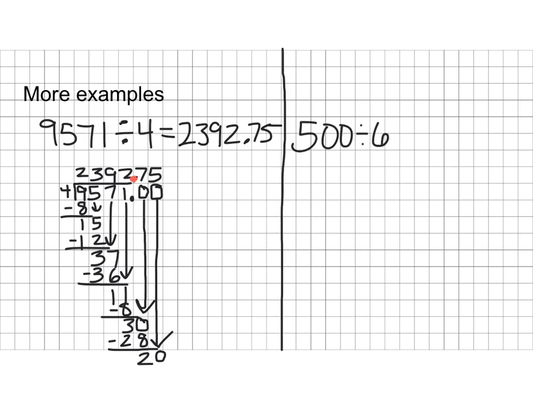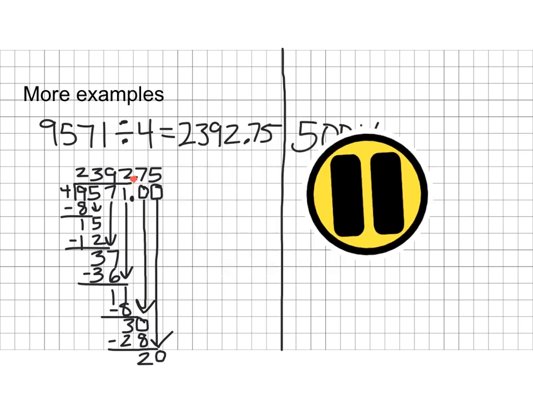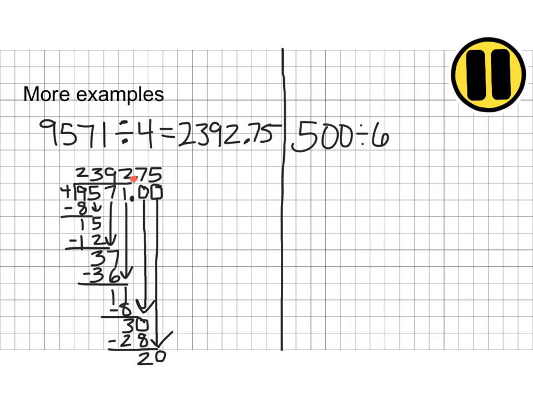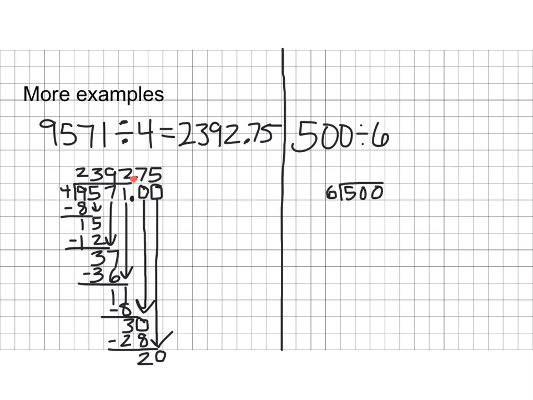All right, this time we're going to do another one. We're going to do 500 divided by 6. Go ahead and give it a shot now. Press play when you're ready. This one starts out a little differently because 6 can't go into 5. It's too big, so you have to move over a digit and see how many times 6 goes into 50 rather than just into 5, which is 8 times.